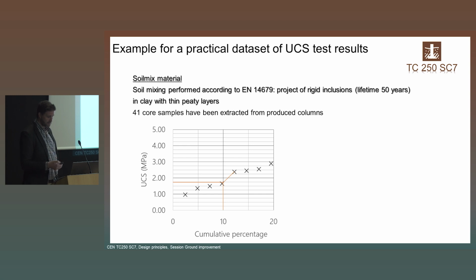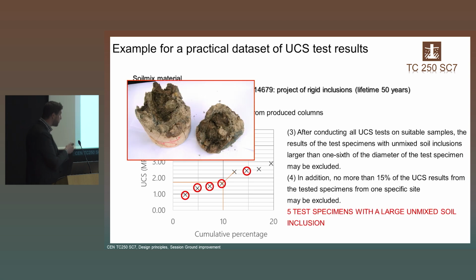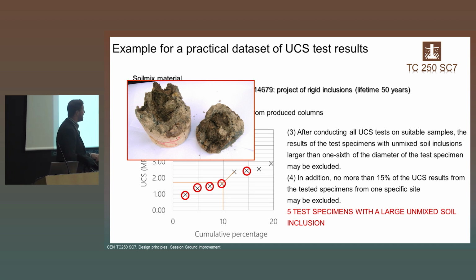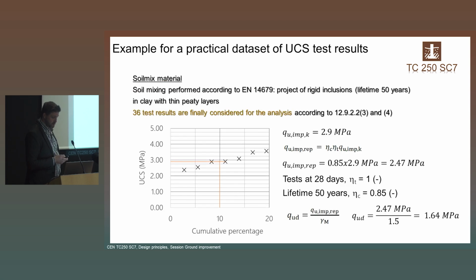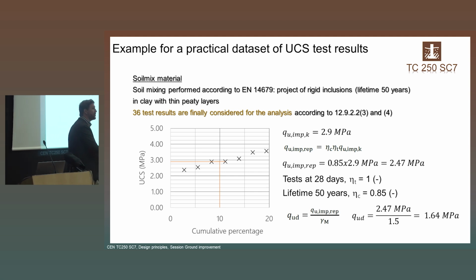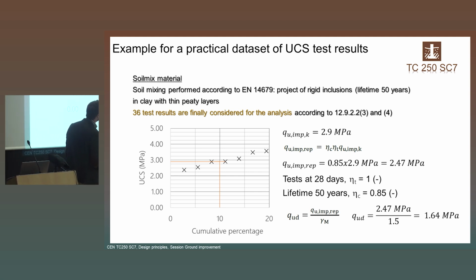We take the 10% fractile of all the results, and we obtain 1.8 MPa, which is too low for this project. Why? Because we have to consider the presence of 5 test specimens in the data set with large unmixed soft soil inclusions due, for example, to the presence of this peaty soil. If we are excluding these results, and this is allowed, we obtain a higher value, which is correct now, more representative of the real material that you perform on site.